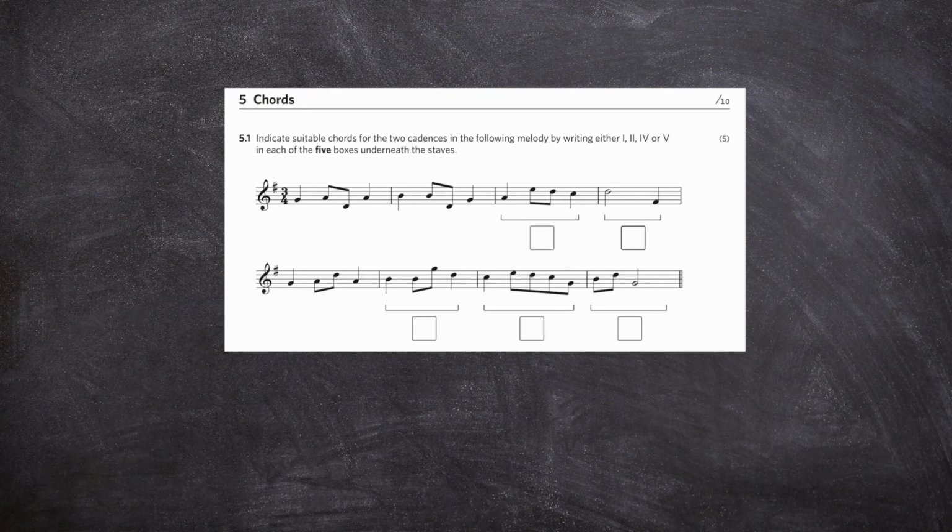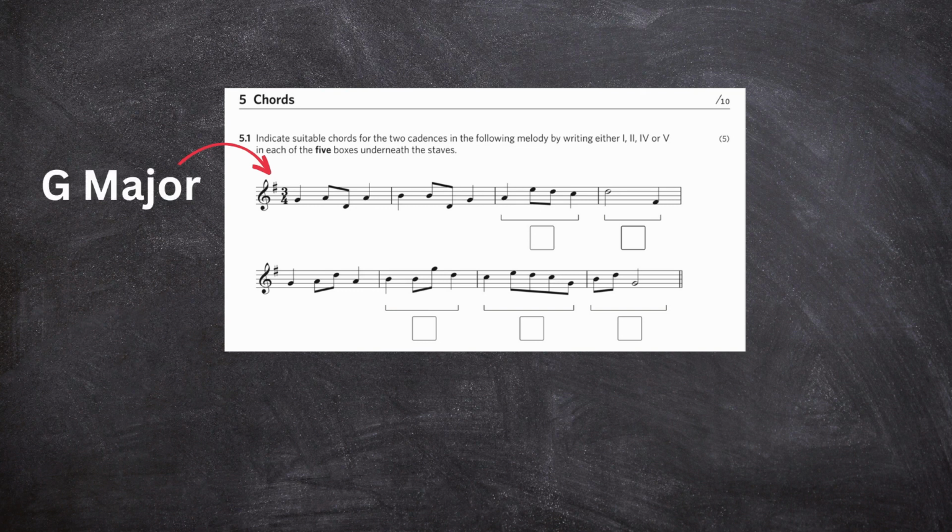Part 5. This part is all about identifying chords and cadences. Question 5.1. Indicate suitable chords for the two cadences in the following melody by writing chord symbols. First of all, let's define the key signature. It is in G major.